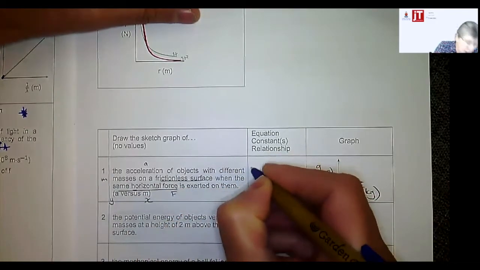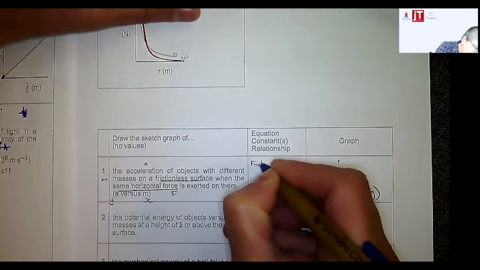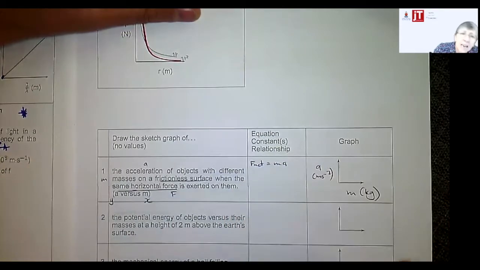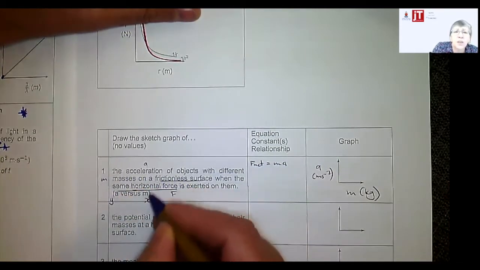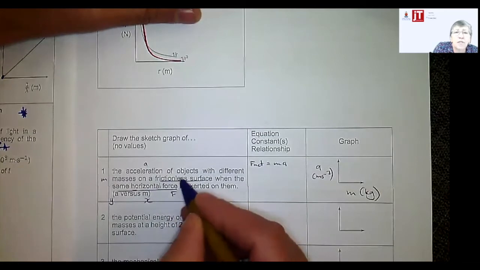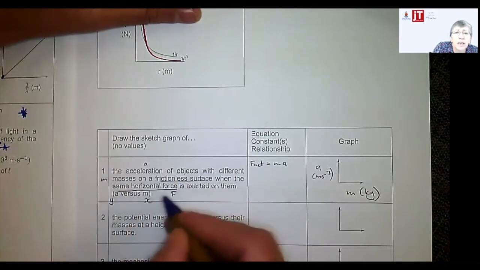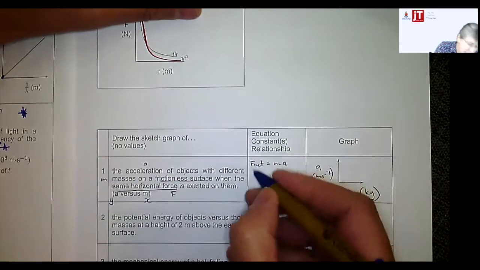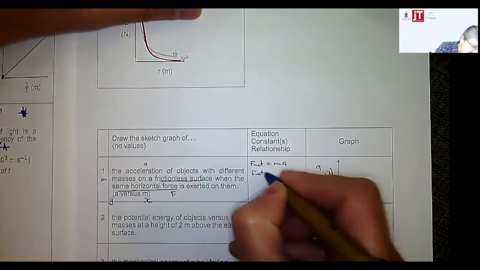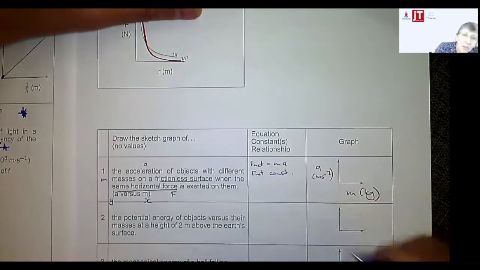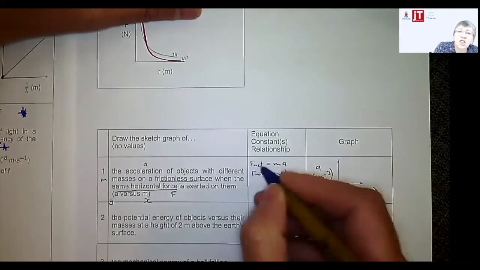So the equation I have is F net equals M times A. And what they're keeping constant is the F net. Frictionless surface, same horizontal force means you've got the same F net. So F net is going to be my constant. Right. So what is the relationship between A and M?